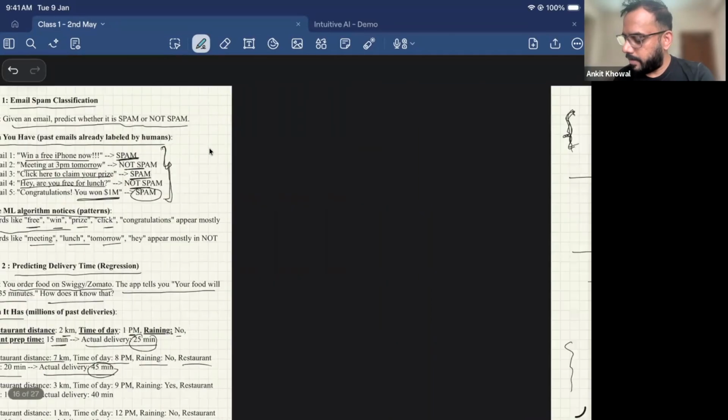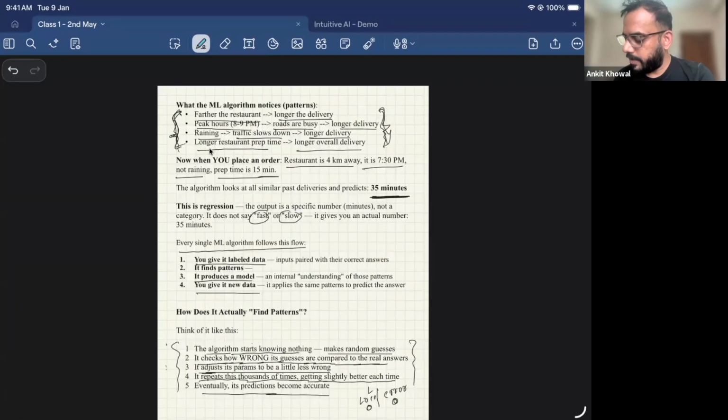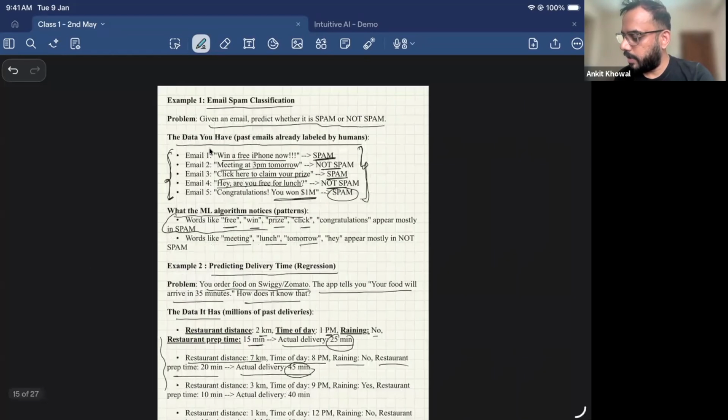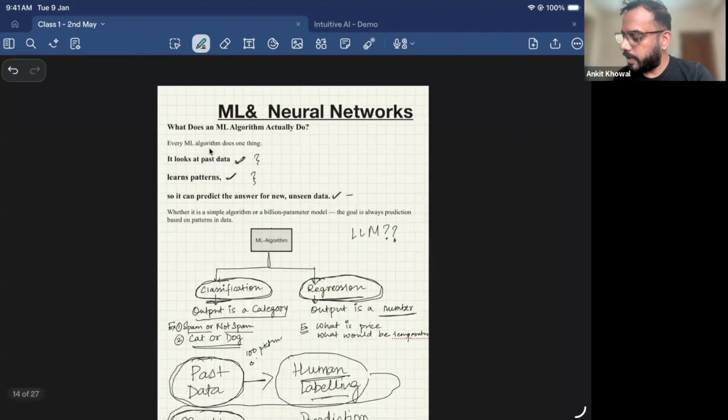I will take a few examples and explain this part in a lot of detail so that you get this part correctly, because every algorithm does the same. Any machine learning algorithm does the same thing over here, right? So before I move to the next part, are there any questions on this part, like classification? What is classification? What is regression?